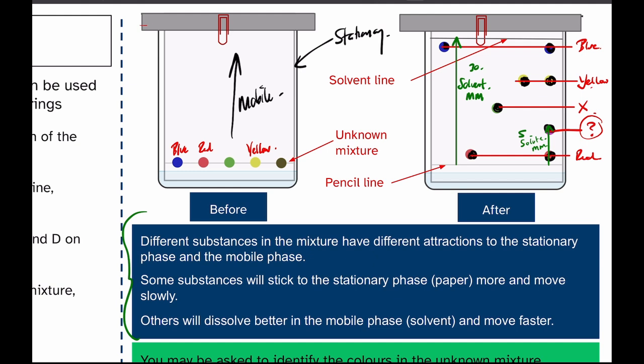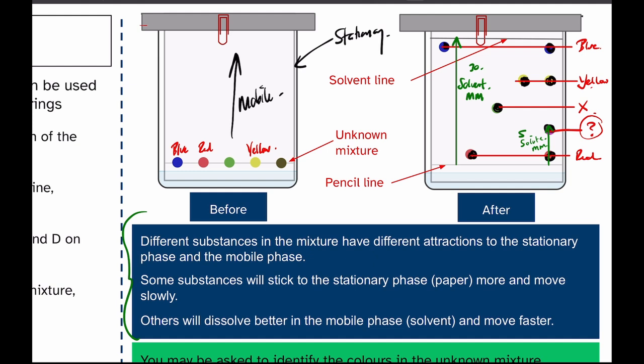So some colours are going to be less likely to dissolve into the water and more likely to stick to the paper. Other colours are more likely to dissolve in the water. They're more soluble and less likely to stick to the paper. So the ones that are more attracted to the paper are not going to move as far. In this case, the red one was the least soluble. It was most attracted to the paper.